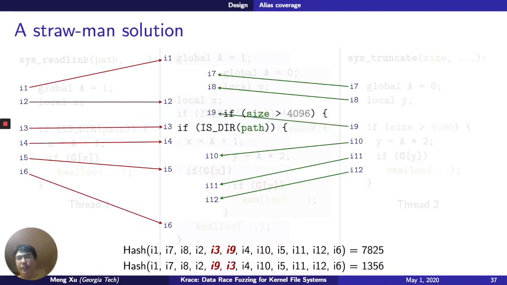And then in the next execution, if we see a different ordering of the instructions, we tweak the order there and then get another hash number. So this is how a strawman solution will look, and it will definitely capture all the possible interleavings because this is on the instruction level.